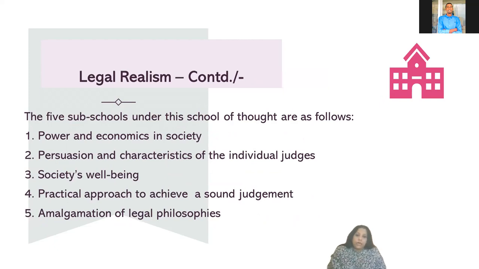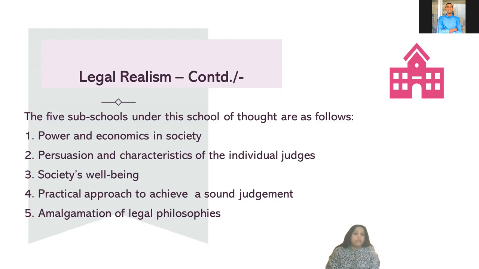There are five sub-schools under the school of thought, that is legal realism, and they are power in economics and society. So they are saying that while you're adjudicating a matter, also consider the economics of the society, the power economics of the society, at what level the society is. So accordingly, you adjudicate matters. Next is persuasion and characteristics of the individual judges. It also takes into consideration the characteristics of the individual judges. Apart from that, the society's well-being, practical approach to achieve a sound judgment, and amalgamation of legal philosophies, amalgamation in the sense that is synchronization of legal philosophies.